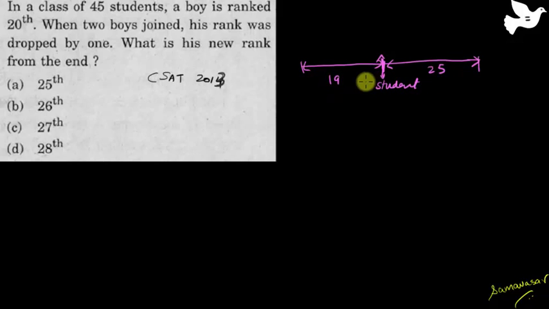So 19 students were ranked above him, and the student himself makes 20. Because the total is 45, it is 45 minus 20, so 25 students were ranked after him. Now they say two boys joined, and his rank was dropped by 1.